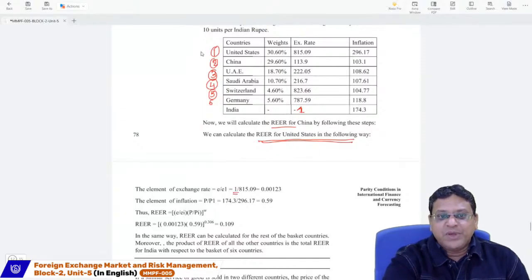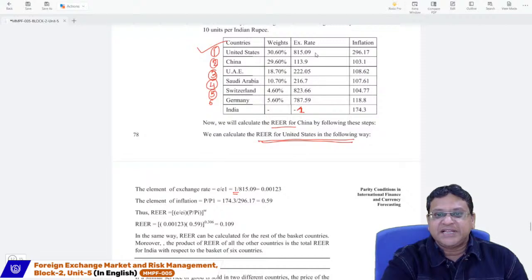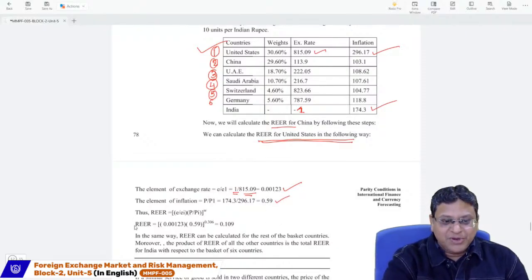Divided by, for US we are calculating, the exchange rate is 815.09. E divided by E1 is equal to this figure. Similarly, we calculate P divided by P1. What is P? P means price level in India, 174.3. In US, the price level is 296.17, and P divided by P1 is 0.59.